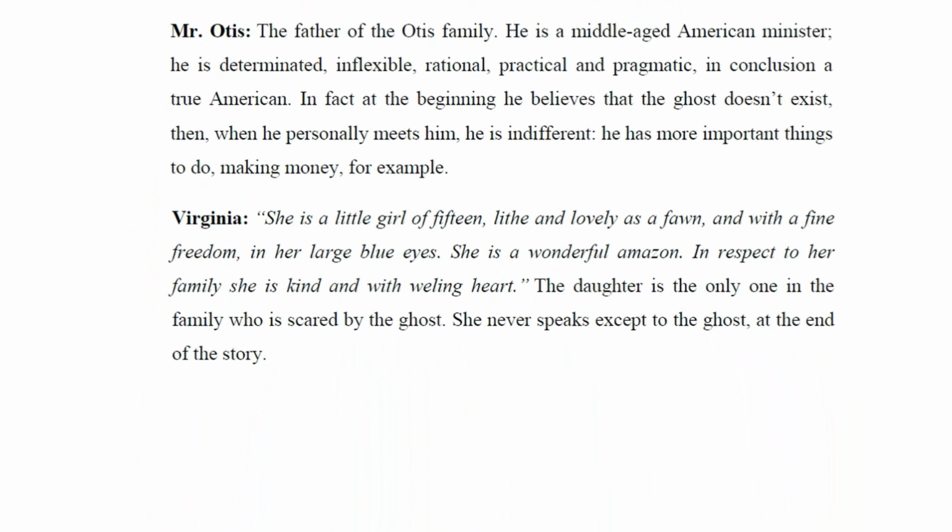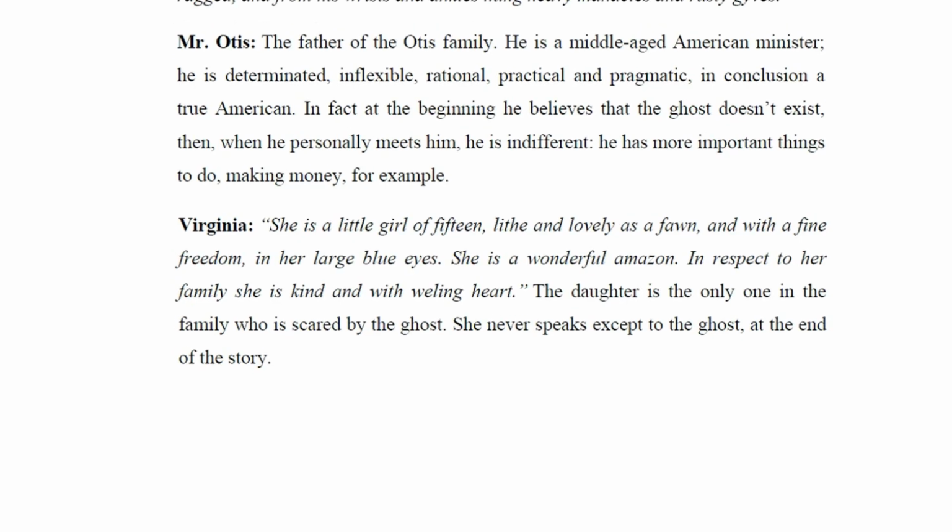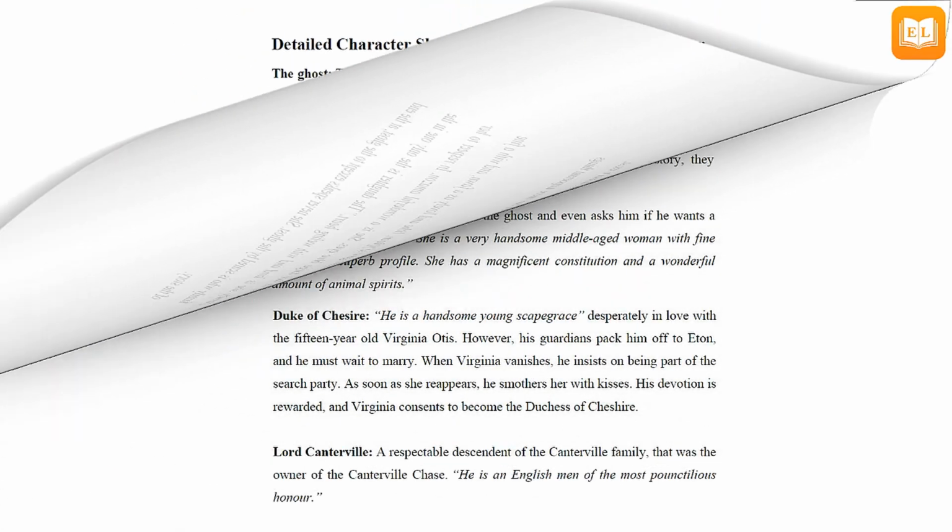Virginia. She is a little girl of 15, lithe and lovely as a fawn, and with a fine freedom in her large blue eyes. She is a wonderful Amazon. In respect to her family she is kind and with a willing heart. The daughter is the only one in the family who is scared by the ghost. She never speaks except to the ghost, at the end of the story.